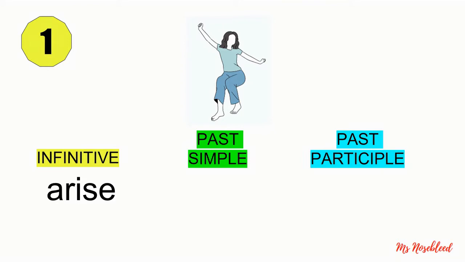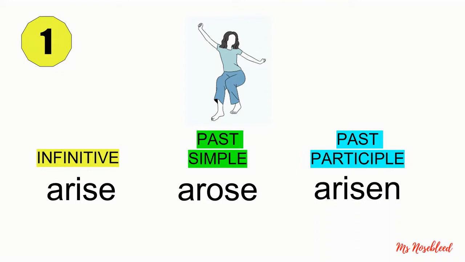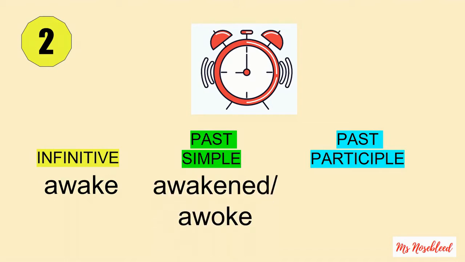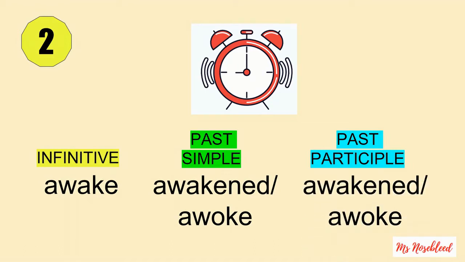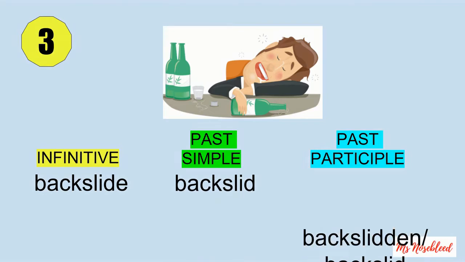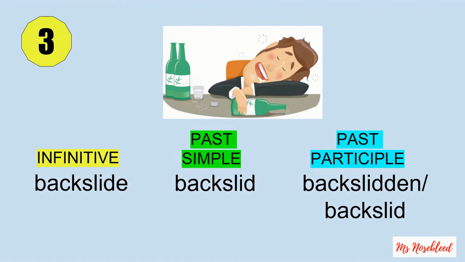Okay, let's start with number 1, arise. What do you think is the past simple? Yes, arose. And then past participle? Arisen. Very good. Next, number 2, awake. What is the past simple? Yes, awakened or awoke. And the past participle? Right, awakened and awoke as well. Good. Backslide. What's the past simple? Yes, backslid. And past participle?